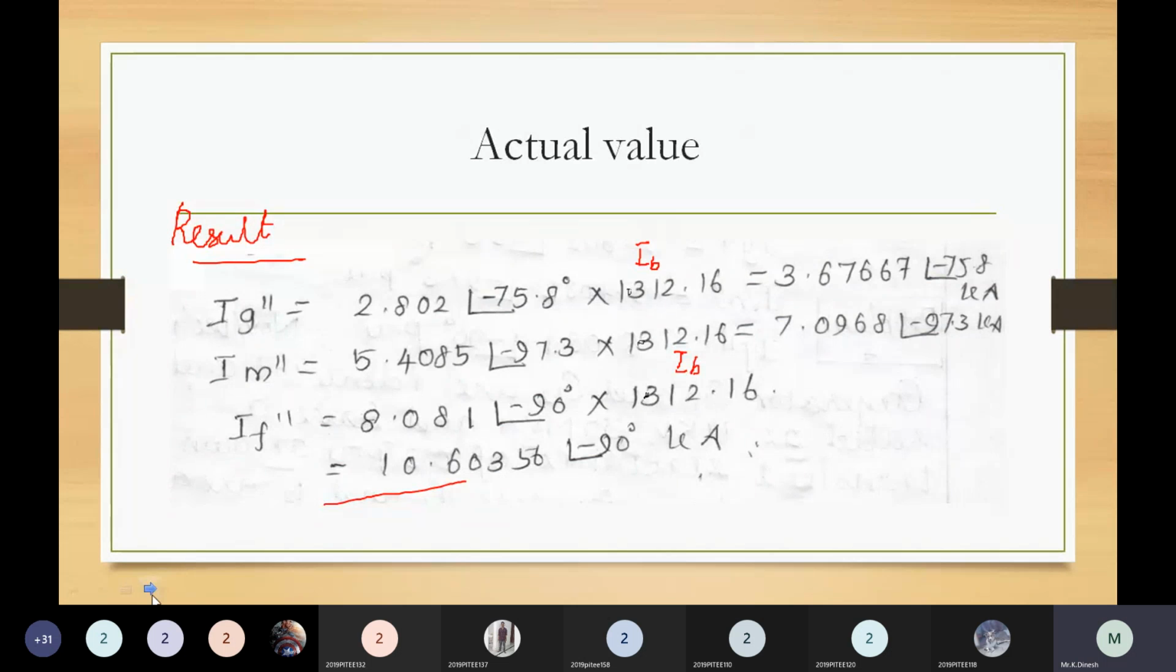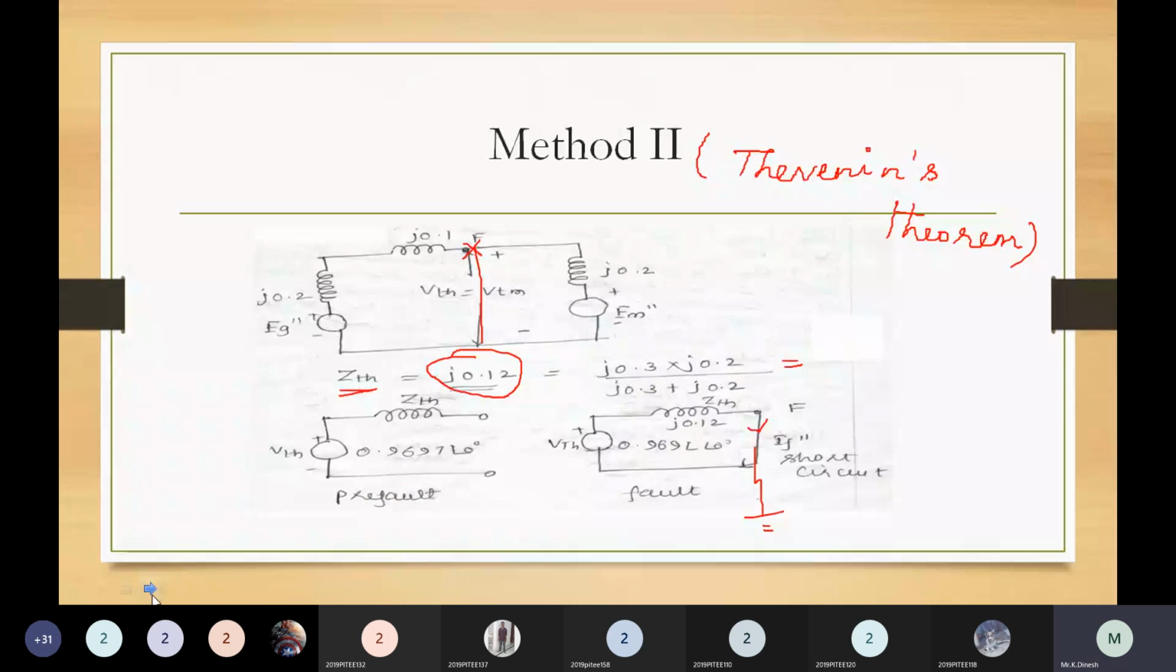So method 2 is we can use Thevenin's theorem. What is the Thevenin's equivalent? The open circuit voltage in series with the Thevenin's equivalent impedance in series with your load. Fortunately, we don't have a load here. The terminal is shorted. The voltage sources should be short circuited, and current sources should be open circuited. We don't have any current sources.